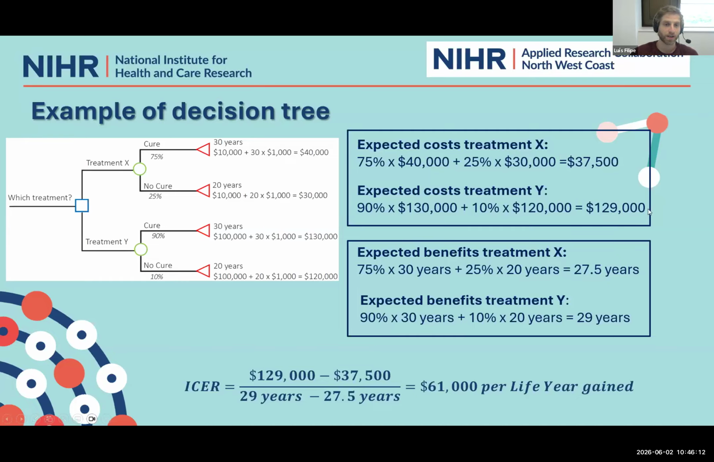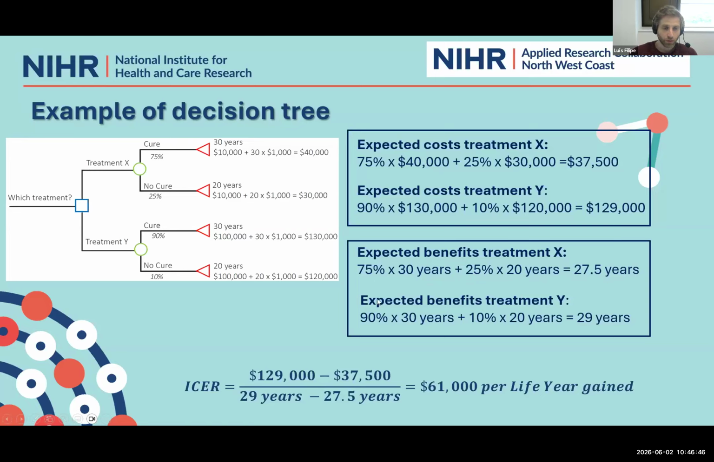However, we saw that treatment Y is this new shiny technology that is very expensive, that works really well. So let's look at the expected benefits. And we do exactly the same as the costs. It's just that instead of using the costs, we are using the life years. So let's go here in the beginning, treatment X. We get with 75%, 30 more years, and with 25%, 20 more years. So this gives an expected benefit of 27.5 more years of life expectancy.